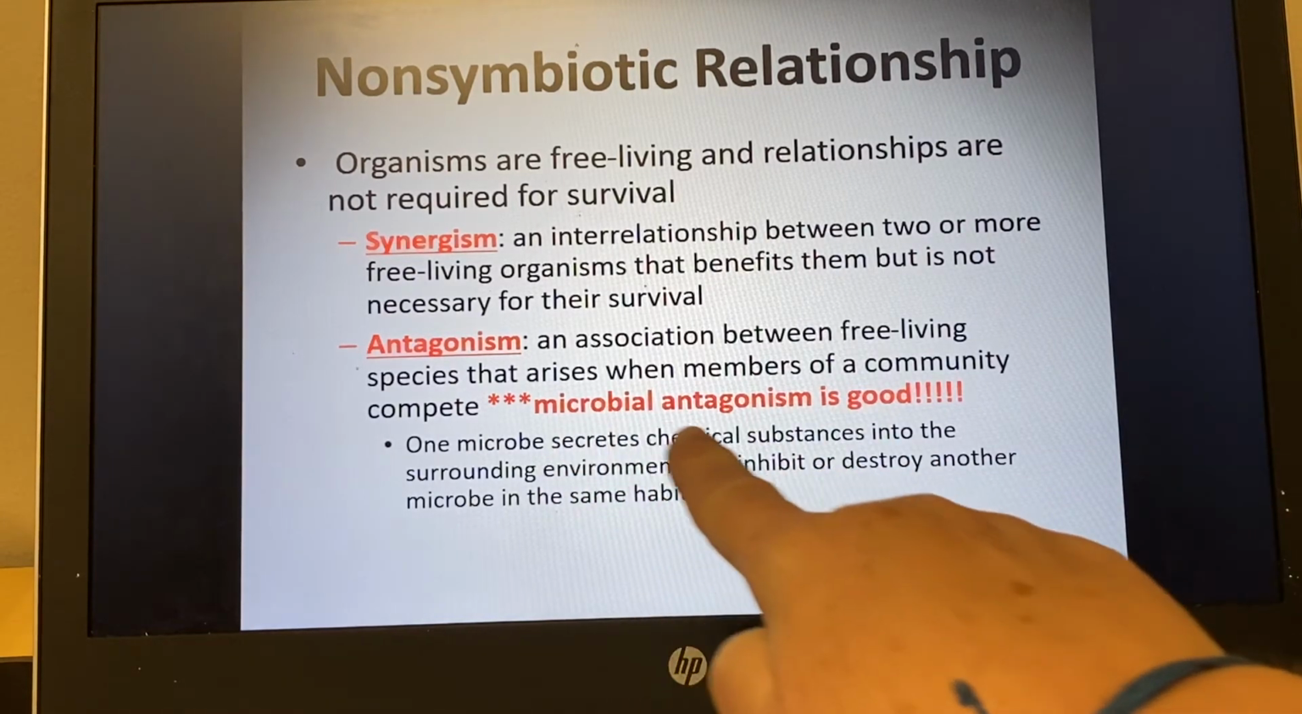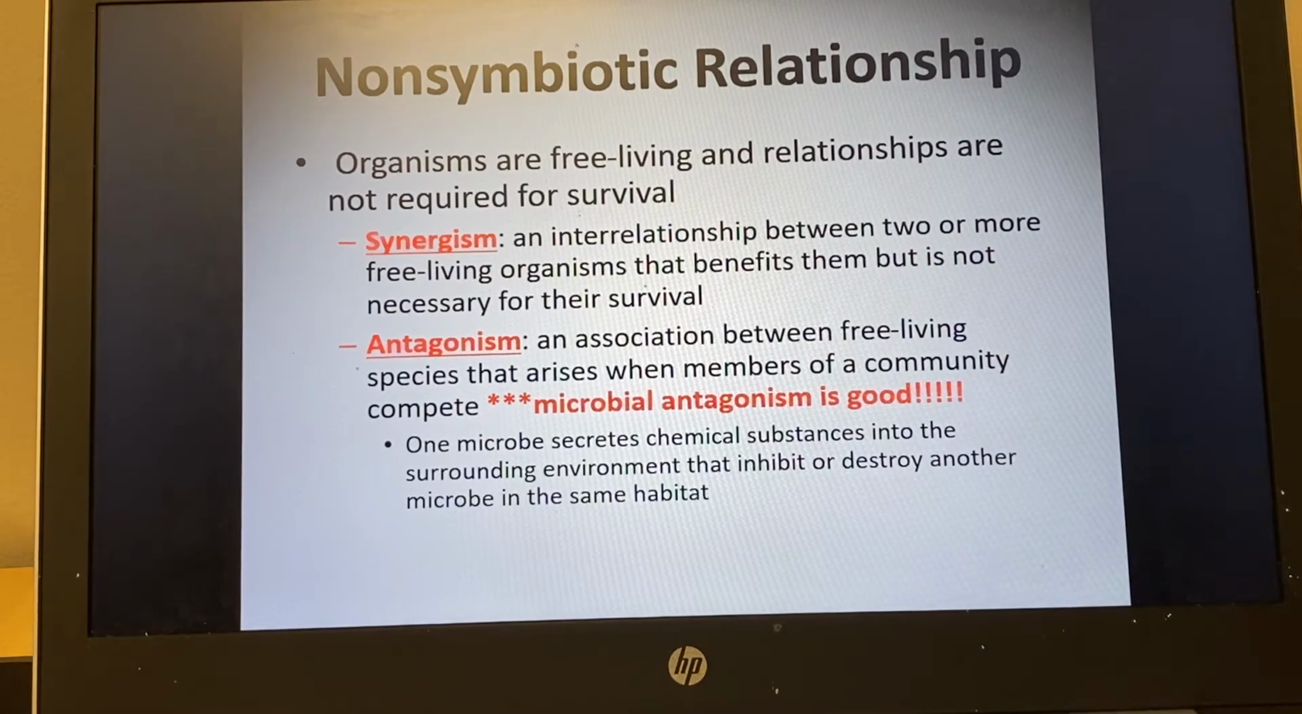Remember this phrase: microbial, and specifically bacterial, antagonism is good. We want all of the species in our body and on our bodies fighting against each other, right? They're fighting for nutrients, they're fighting for space. And when that happens, it prevents one species from overgrowing and taking over and being able to cause an infection. So we absolutely want our microbial species in and on us to be very antagonistic.